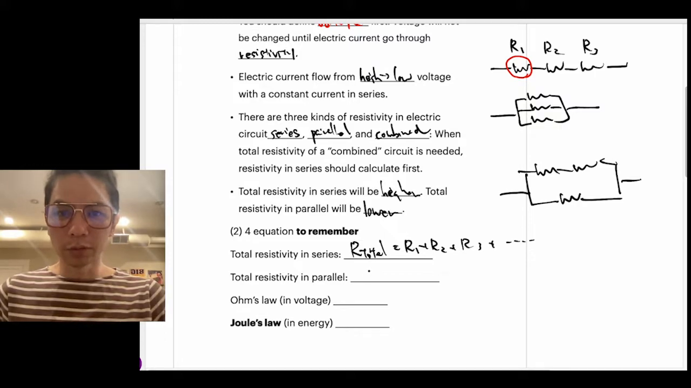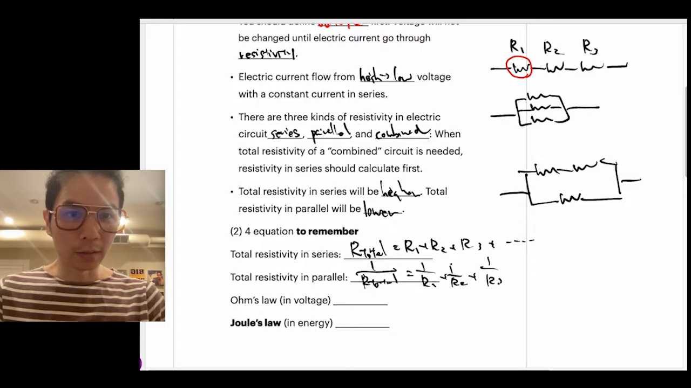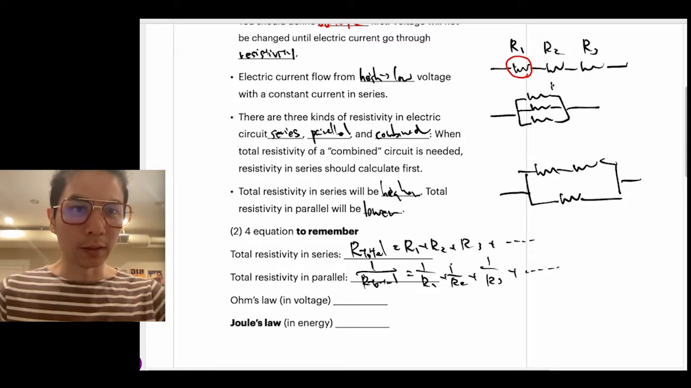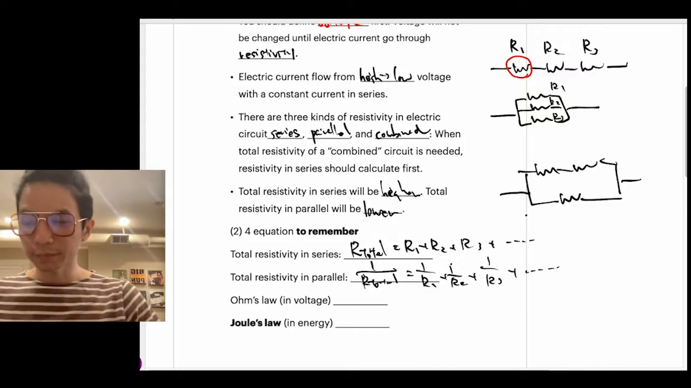And the total resistivity in parallel is also simple, but the equation is different. 1 over R total equals 1 over R1 plus 1 over R2 plus 1 over R3 and so on. Of course, in this case R1, R2, R3 are the individual resistivities. This is how you calculate it.